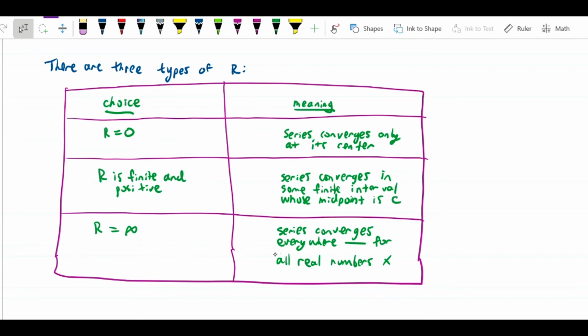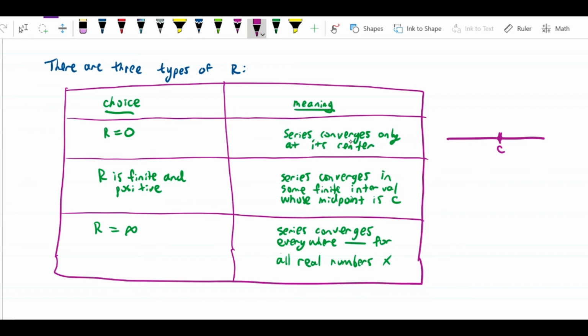Now that we understand, hopefully, what the concept of a radius of convergence is, there are three types of radius of convergence. One possibility is r equals 0. If this is the case, then what that means is that we have a series that looks like this. There's its center. The interval of convergence doesn't extend any distance at all from the center, so the series converges only at its center, which I've written right there.